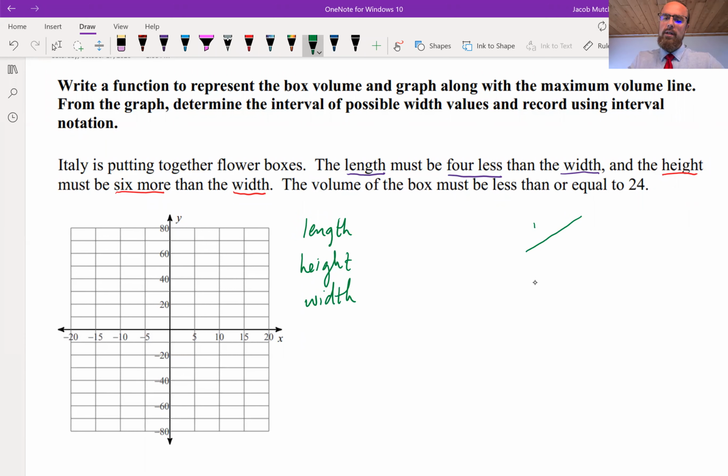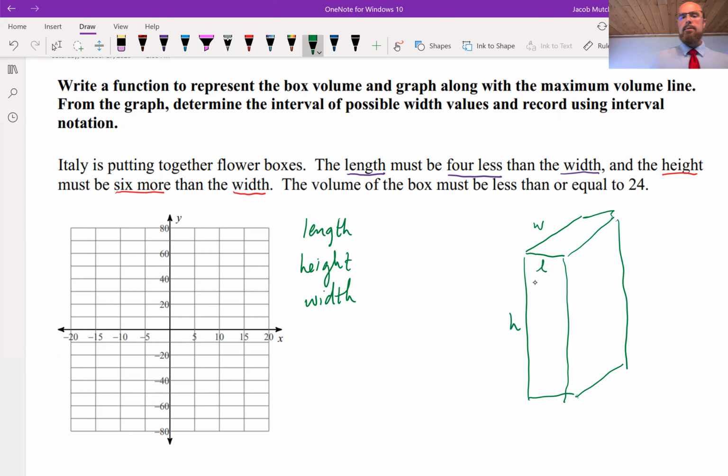We'll call this the width. And the length is smaller than the width, so I'm going to make that a little smaller. So that would be like our lid. And then the height is greater, 6 more than the width. So I'm going to call this the height. And that gives us an idea about what we're trying to describe. It's a box, some kind of rectangular prism, a real life type application. I could put flowers in that box.